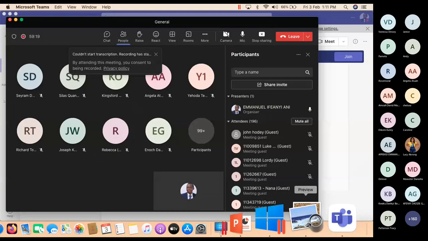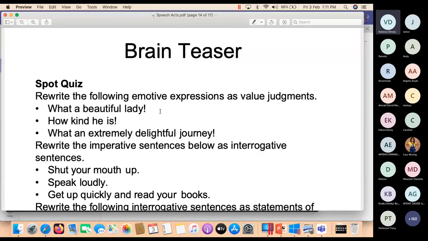Anyone? Does someone want to convert? Yeah, what a beautiful lady is an emotive expression. So what's the value judgment? Write it as a value judgment. What a beautiful lady is emotive. To be a value judgment, the sentence will read in what form?